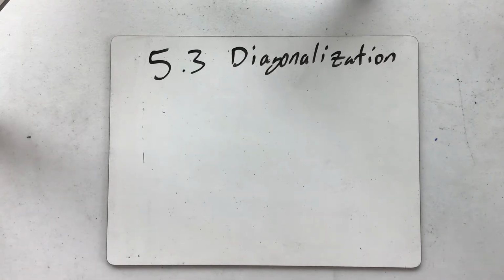Chapter 5.3 is diagonalization, and this chapter is really an extension of all the eigenvalue things we've been talking about, because it turns out that eigenvalues are the key to diagonalizing a matrix. First, what do we mean when we say we diagonalize a matrix?